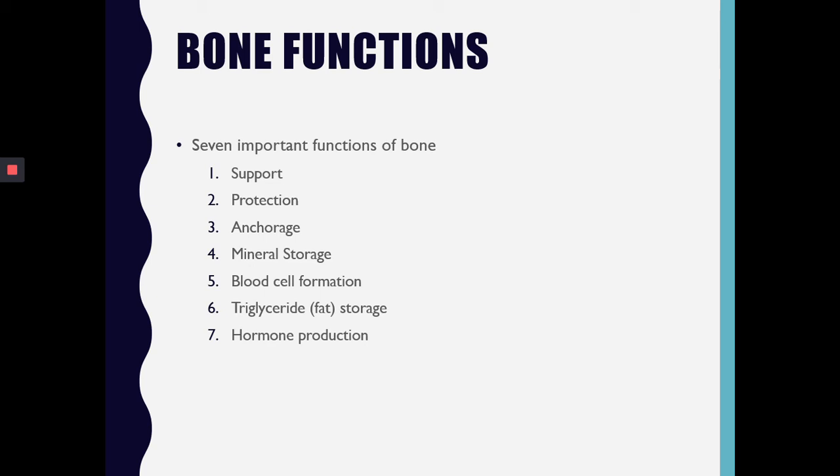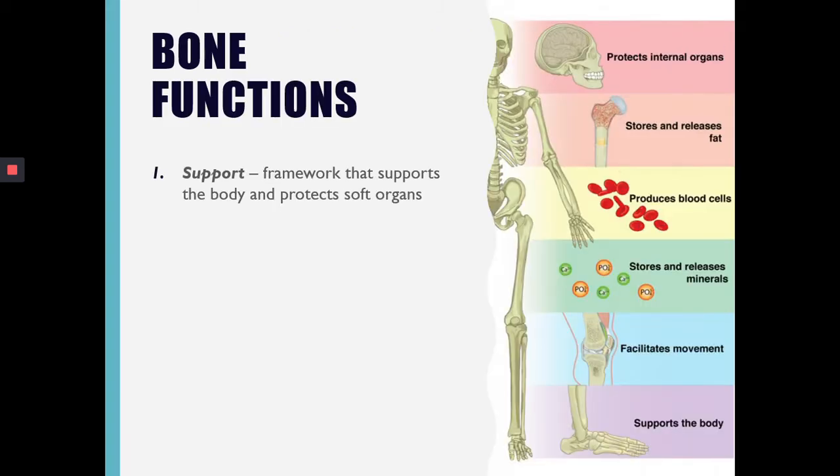You may have thought about support, protection, and anchorage, but the last 4 are still very vital, important functions. They are necessary, and we have to give bone tissue and bones as an organ their credit. They do so many things for our body that we often overlook and don't think about. You can see this information in your book on pages 175 and 176.